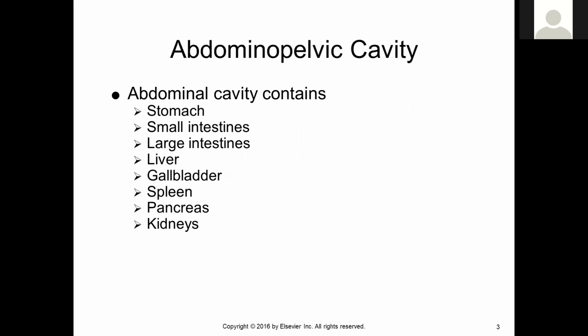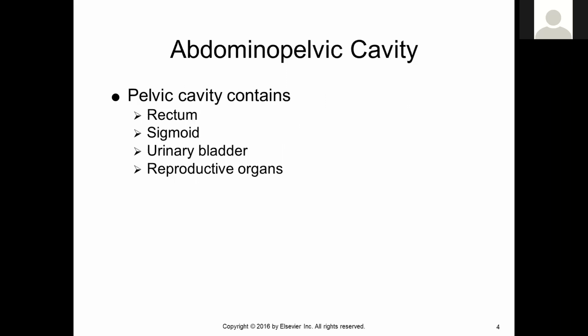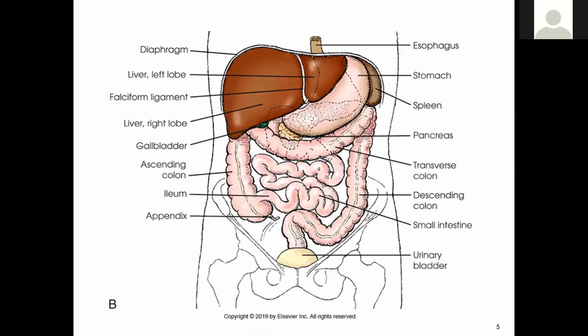The abdominal cavity contains your stomach, small intestines, large intestines, liver, gallbladder, the spleen, the pancreas, and your kidneys. The pelvic cavity, with fewer anatomy, has the rectum, the sigmoid colon, the urinary bladder, and reproductive organs. It's a combination shot of the abdominopelvic cavity with the anatomy labeled.